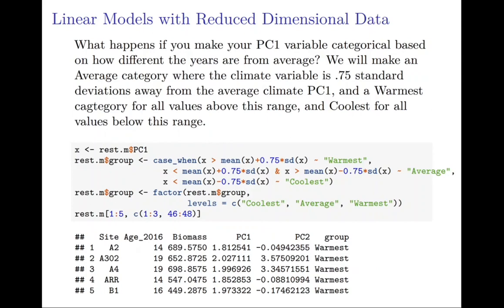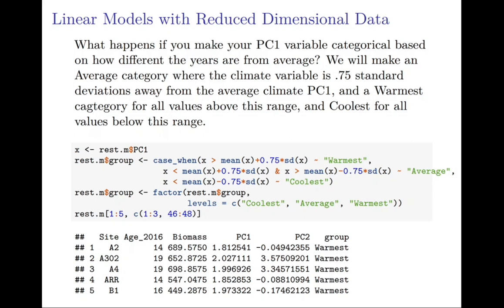Decided they would try was, instead of taking their PC1 value, which was a continuous variable, they thought maybe they should make it categorical. I thought this was a pretty neat trick and some nice code, so I wanted to include this here.